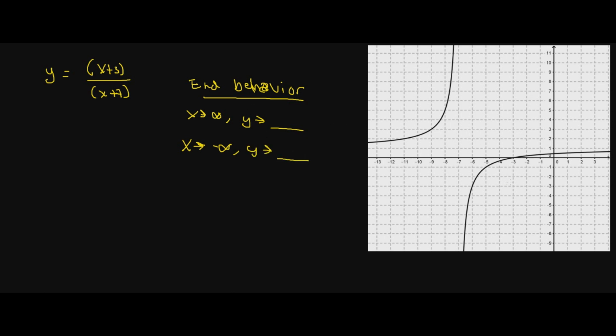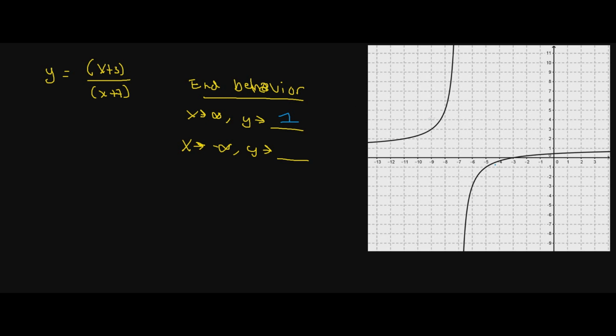Well, if we look over here, as x approaches infinity, as we go to the right, what's happening to my y values? Well, if you look here, you can kind of see as I'm going to the right, it's getting closer and closer to what y value? Well, the y value seems to be 1, all right? So as x approaches infinity, my y value is 1.